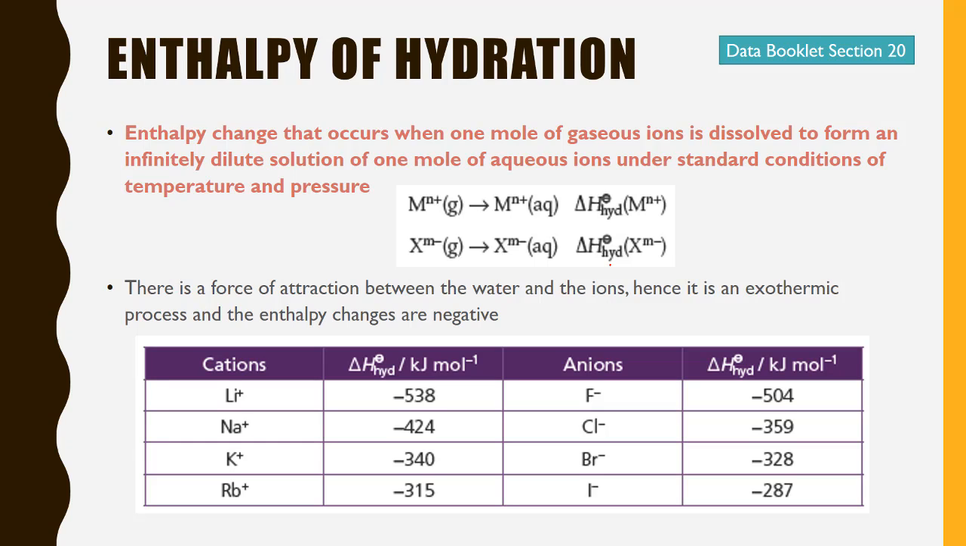Again, we're looking at being able to calculate these. The hydration enthalpy, given in section 20 of your data booklet, is the change that occurs when 1 mole of gaseous ions dissolves to form an infinitely dilute solution of 1 mole of aqueous ions under standard conditions. Again, we're defining all our conditions; if it's not under standard conditions, it'd be a little bit different. Because there's a force of attraction between the water and the ions, it's an exothermic process and the enthalpy changes are negative. The enthalpy of hydration of lithium is given as negative 538, and we get different values depending on the size of the ion and the level of charge.